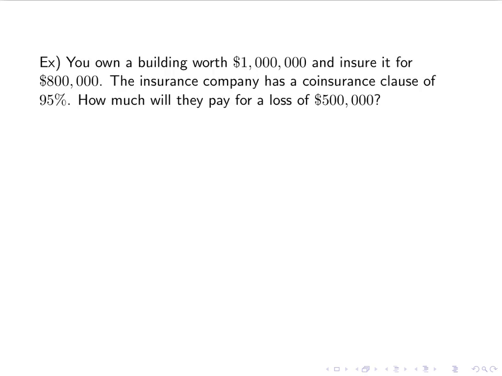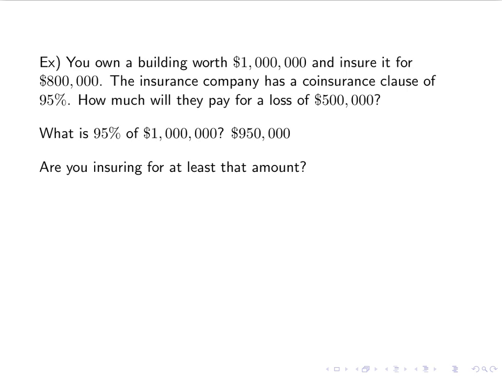So let's try another one. You own a building worth $1 million and insure it for $800,000. The insurance company has a coinsurance clause of 95%. How much will they pay for a loss of $500,000? What is 95% of $1 million? $950,000.